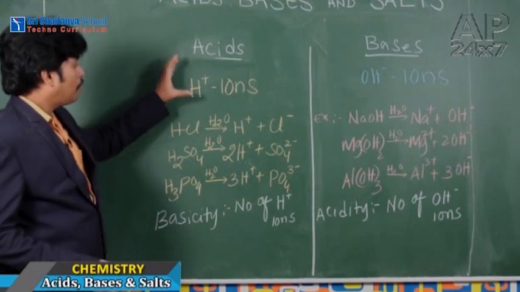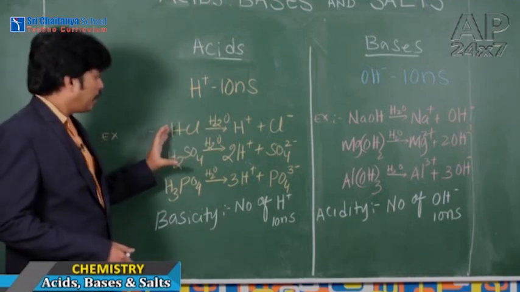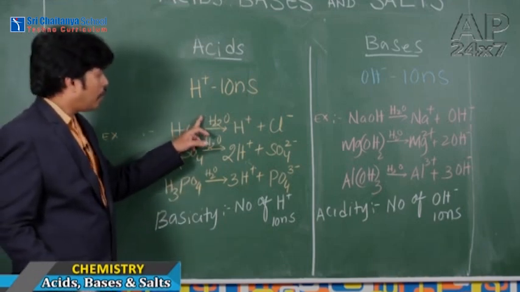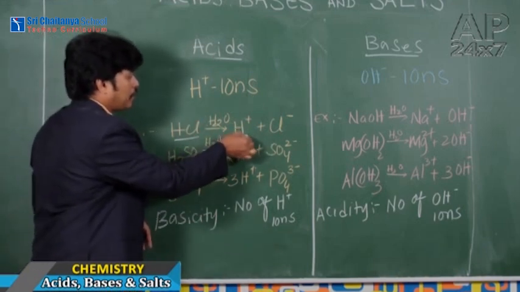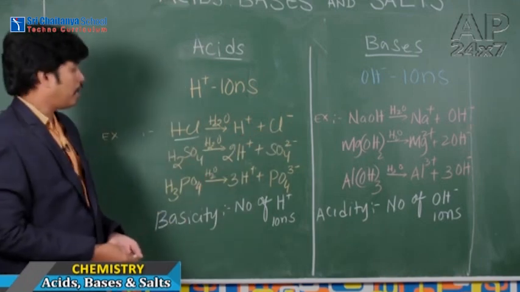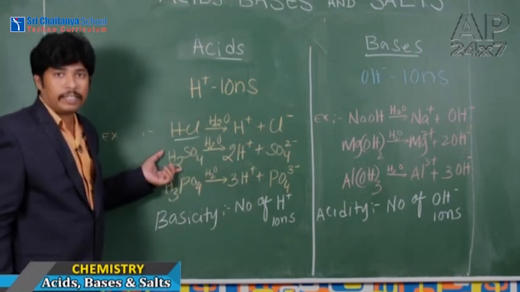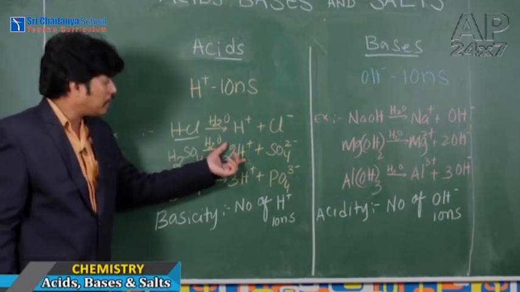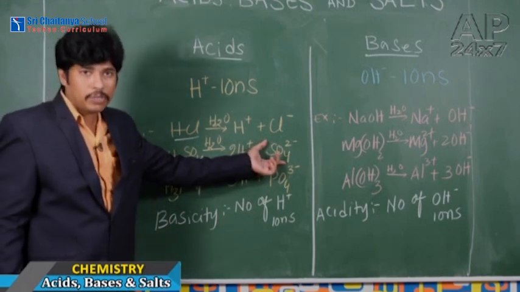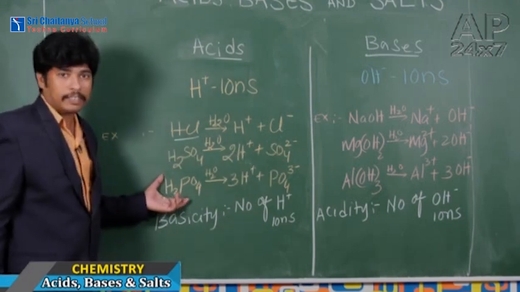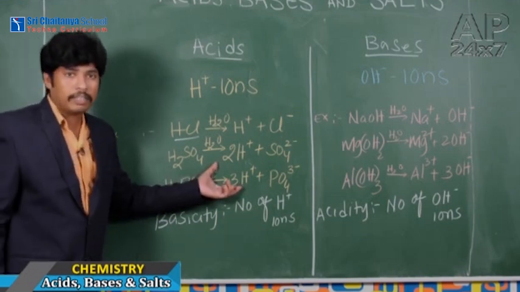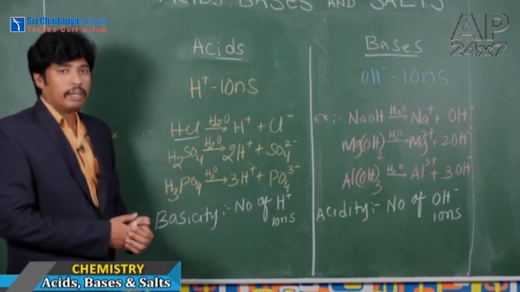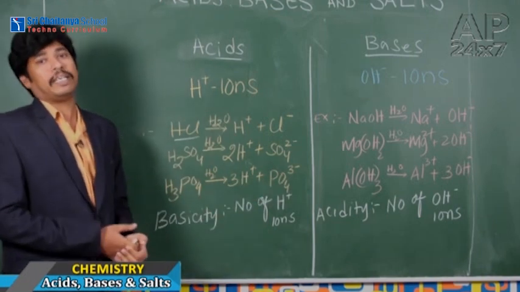Here first of all I would like to give you important examples. Here you can see on the board. If I take hydrochloric acid, upon dissolution in water it will form H plus hydrogen ion and Cl minus chloride ion. In a similar way, sulfuric acid H2SO4, if I dissolve it in water, we can observe the formation of 2 H plus ions and SO4 minus 2 sulfate ion. And phosphoric acid H3PO4, when dissolved in water, gives us 3 H plus ions and phosphate ion.